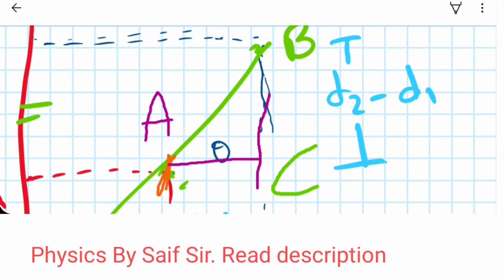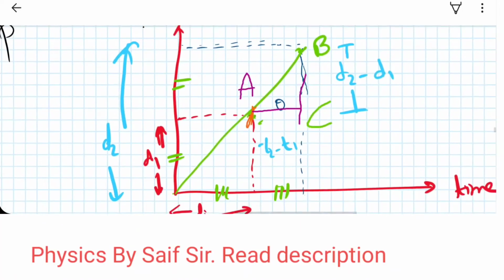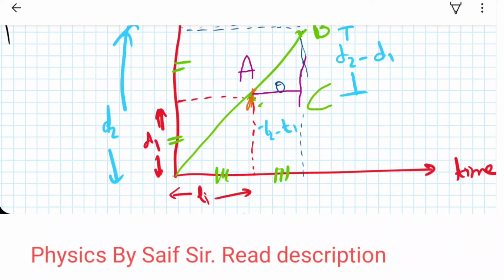To find theta at angle A, you have to know the BC value and the AC value. To find the BC value, as you can see on the y-axis, the total distance is d2, and the distance from origin to that point A is d1. So from B to C it will be d2 minus d1. The same goes with the AC. The total time taken is t2, and the time taken from origin to point A is t1. So t2 minus t1.